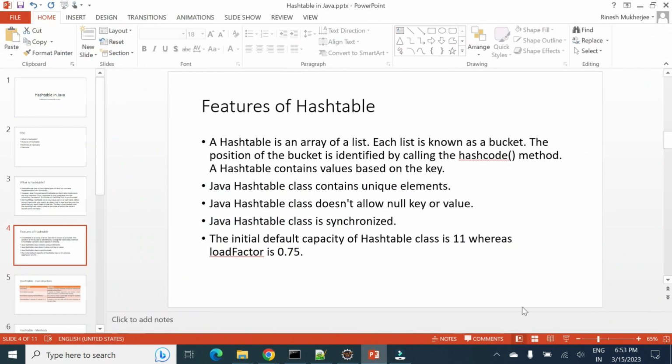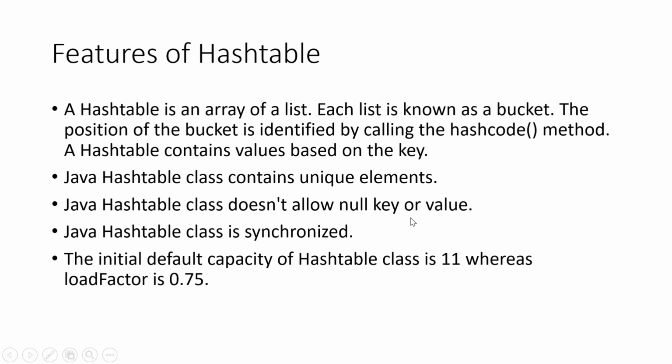So, the features of hash table. A hash table is an array of lists. Each list is known as a bucket, and the position of the bucket is identified by calling the hashCode method. Hash table contains values based on the key. For every key it calculates the hash code, and based on that it chooses a bucket. If the hash codes of two different elements are similar, they will be in the same bucket.